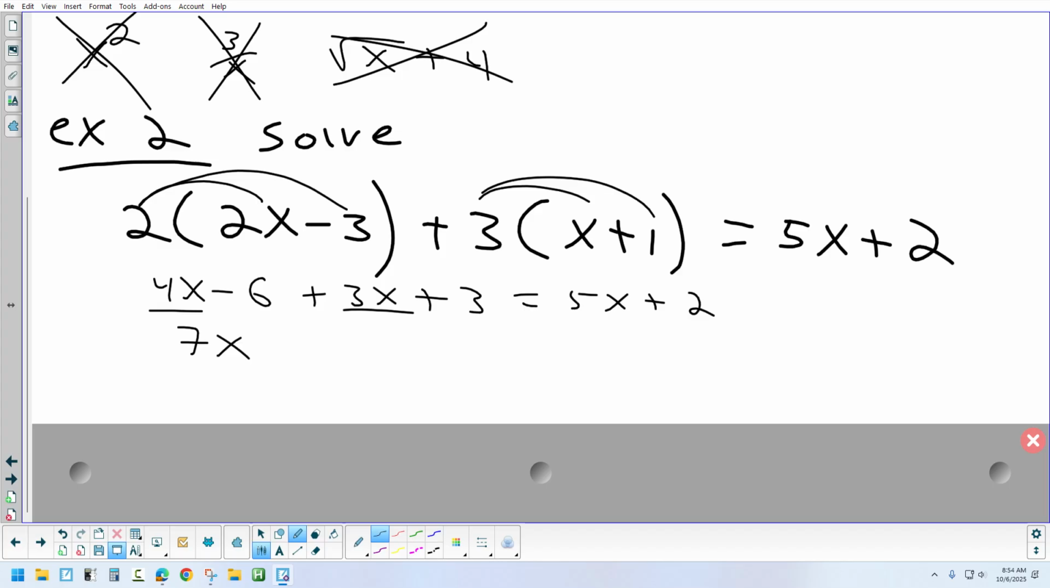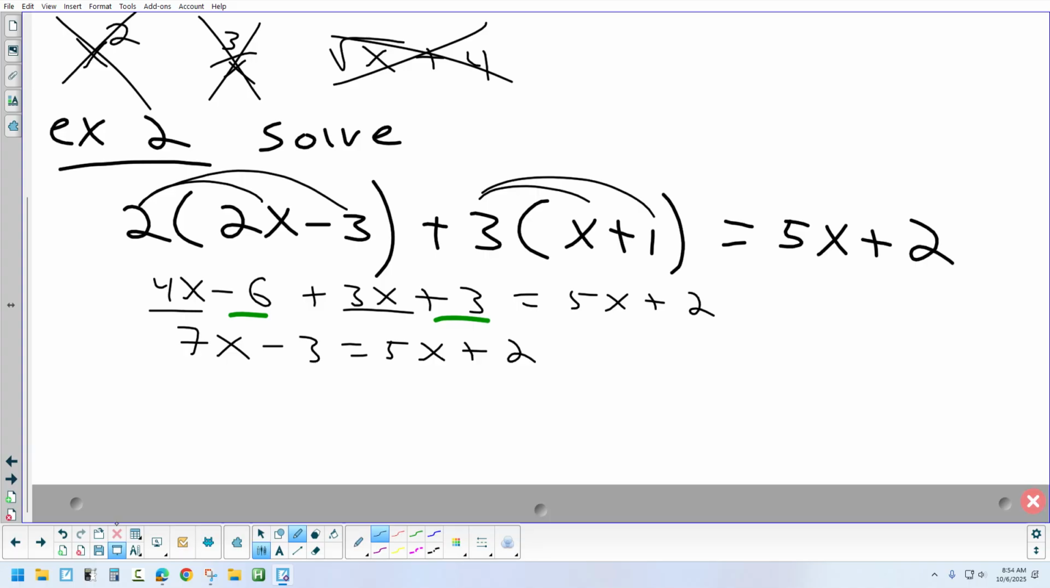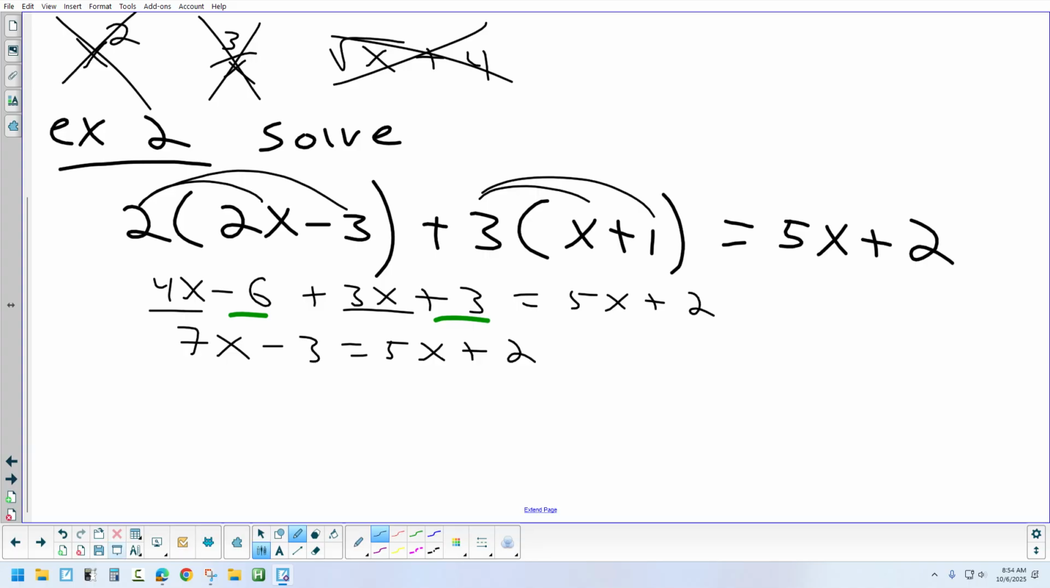Anything else, Lucas, I can still do on the left side? Combine negative 6 plus 3. Yeah, I got some more like terms. And negative 6 plus 3 gives me? Negative 3. Yep, negative 3. All right. How about Ryan, what would I do next? Bring the 5x over. Okay, we could bring the 5x over to the left side. How would you bring that over to the left? Minus 5x. Yep.